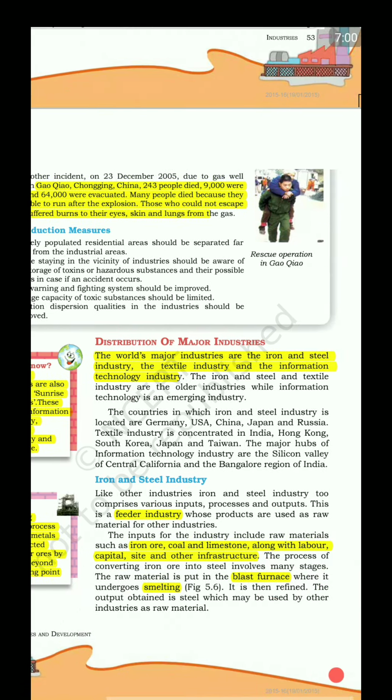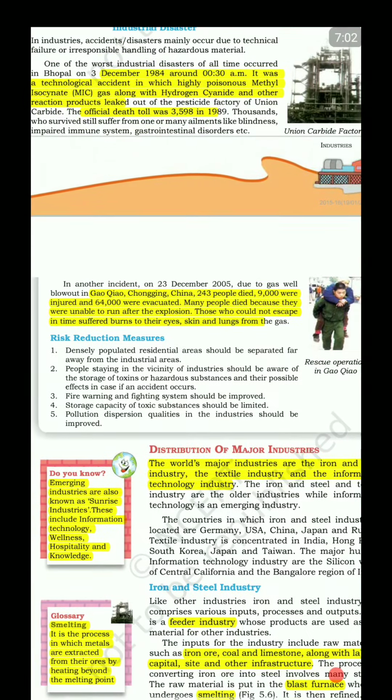Now, what are some of the risk reduction measures as far as industrial areas are concerned? Densely populated residential areas should be separated far away from the industrial areas. People staying in the vicinity of industries should be aware of storage of toxins or hazardous substances and their possible effects in case an accident occurs. Fire warning and fighting systems should be improved. Storage capacity of toxic substances should be limited. Population dispersion qualities in the industry should be improved.